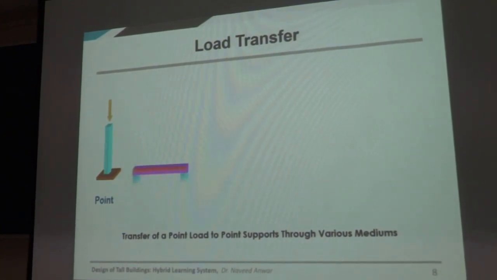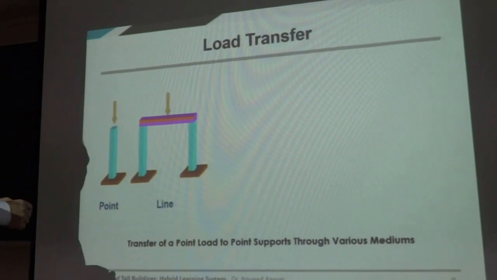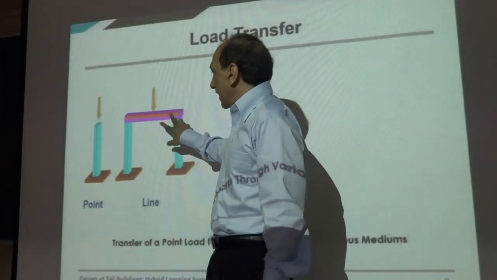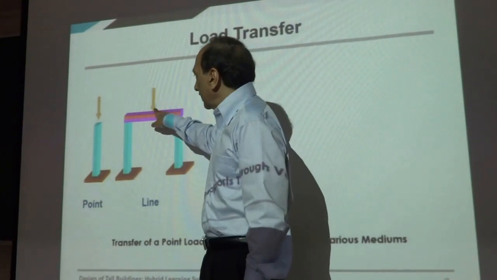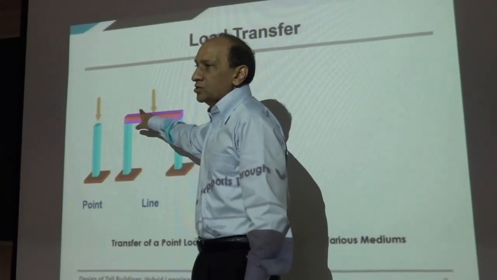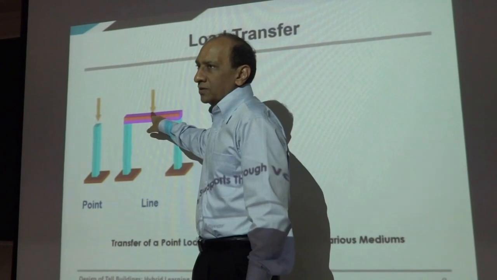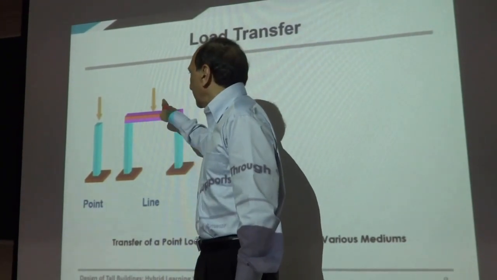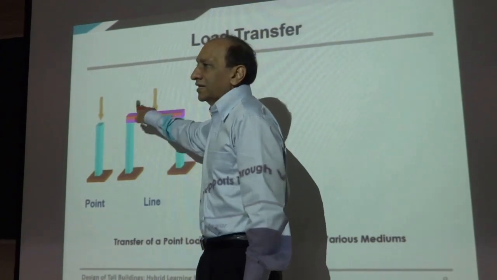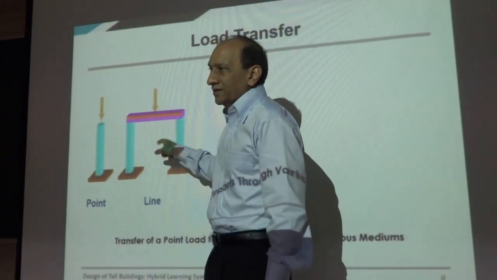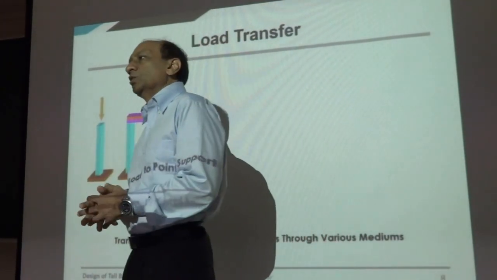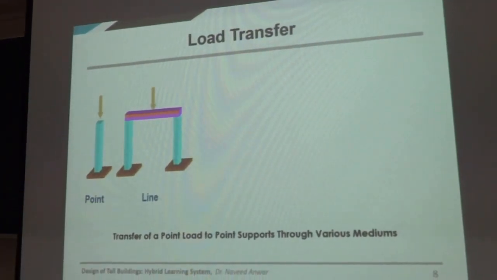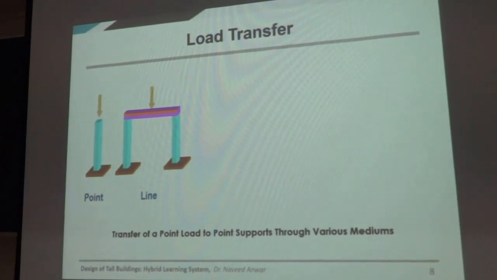Second is that you have a load which is transferred to a line object and support. So here you can calculate by hand based on the distance from the point from the support. You know, this load is equal to this distance divided by this total distance multiplied by the load, and opposite, right? So based on that you can calculate the load directly, correct?